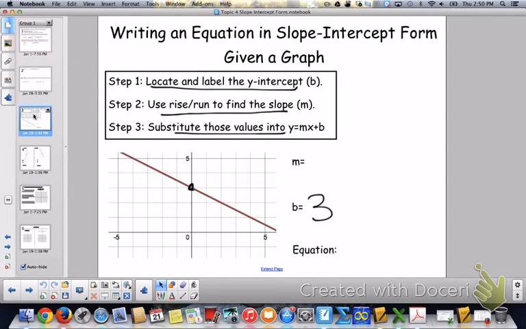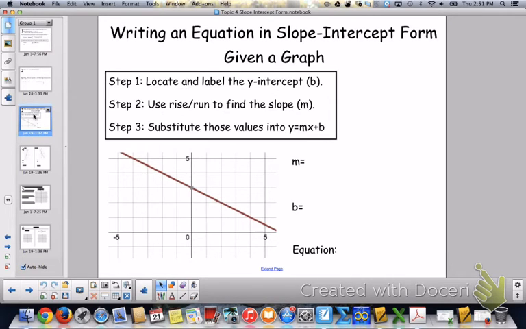Slope, find another point that's on the line. So I'm going to go with this one right here. That's down 1 over 2. So my slope is -1 over 2. So that gives an equation, y equals -1/2 x plus 3. Okay, so again, find the y-intercept, label that b, find another point, use rise over run to find your slope, label that m, and plug them in.